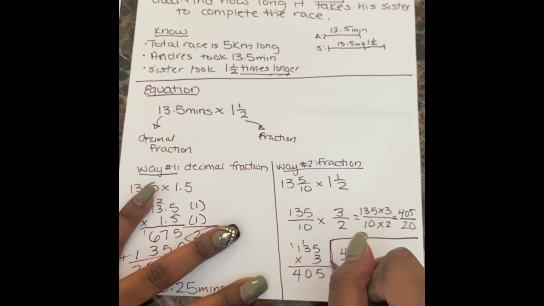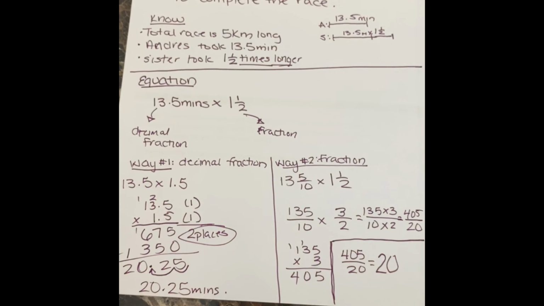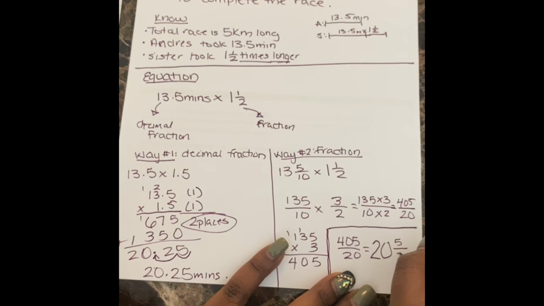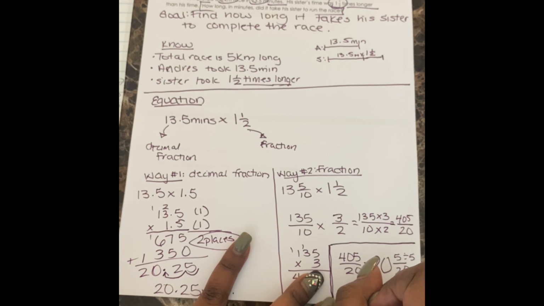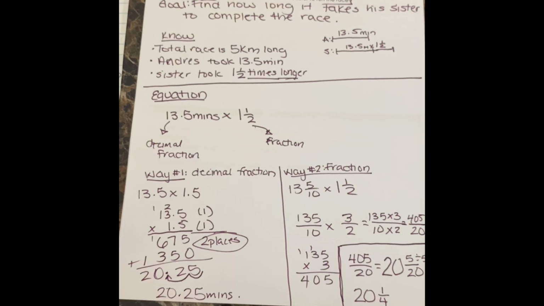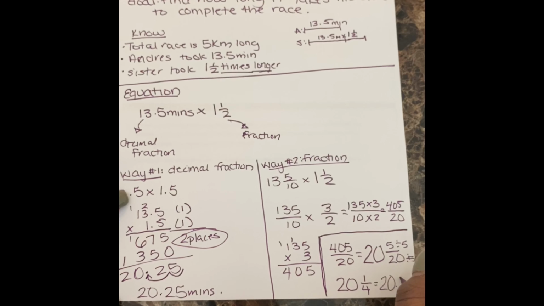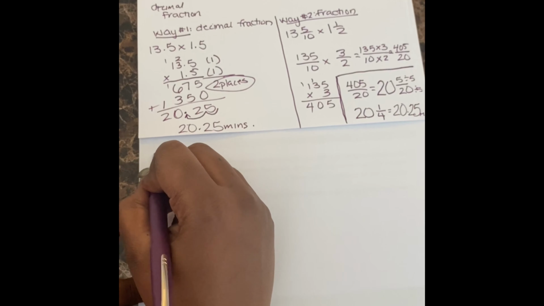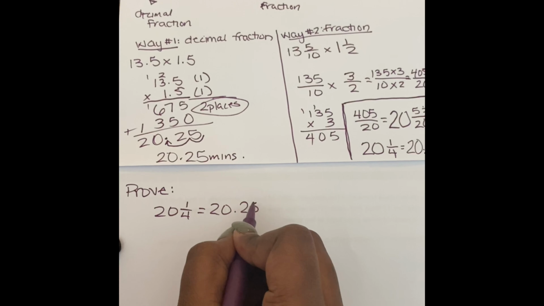I'm going to break off my work so that you guys can see. We know that 20 can go into 405 20 times. 20 times 20 is 400, giving us 5 over 20 left. 5 over 20 is not in its simplest form. We can divide them both by 5, giving us 20 and 1/4. We know that 20 and 1/4 is equivalent to 20 and 25 hundredths minutes. Let me prove to you guys how that is true. So just like before, I'm going to prove how 20 and 1/4 is equivalent to 20 and 25 hundredths.